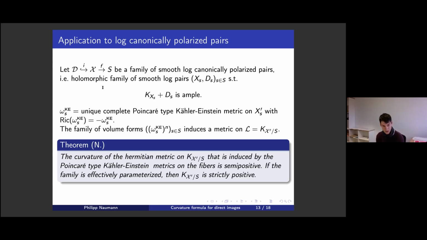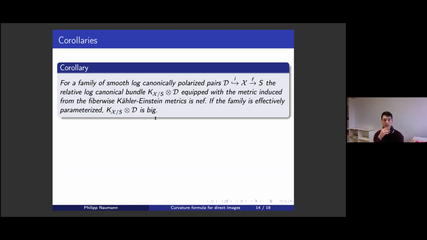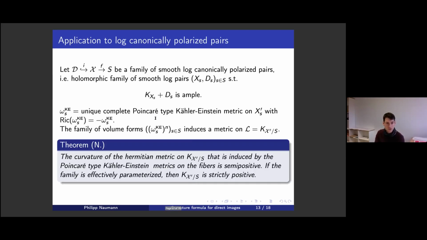Yeah? This gives just this result, and now this allows us to apply our main result to this setting, to the setting of logarithmic canonically polarized pairs, and we get as corollaries that for this smooth family. So this is just first a corollary of the second theorem. It's just to state it in another way. So this was stated on the X prime, where everything is smooth.